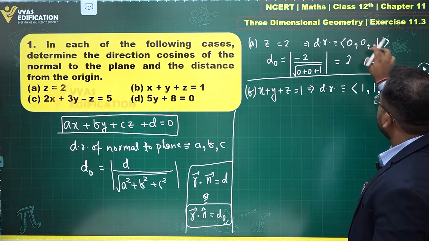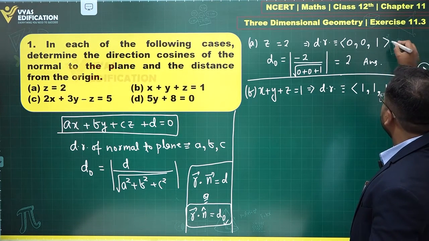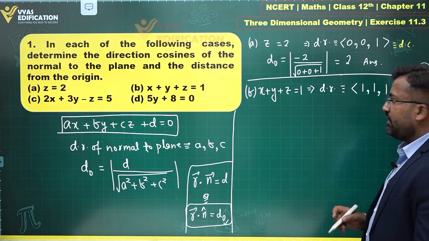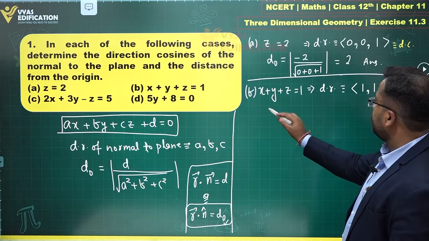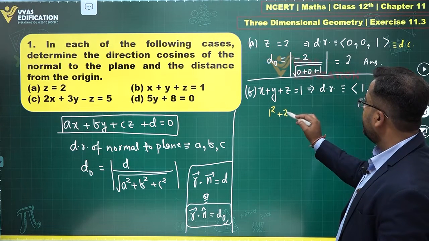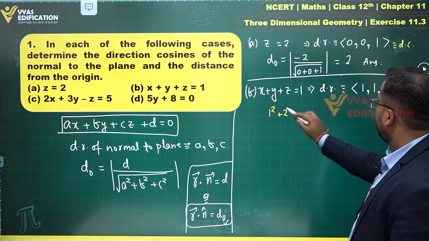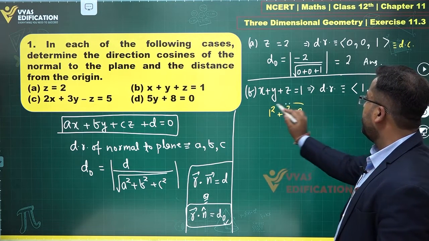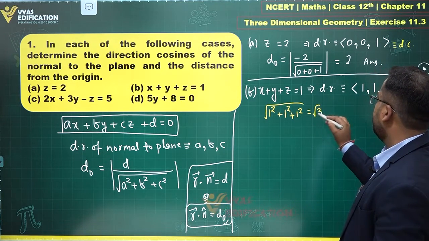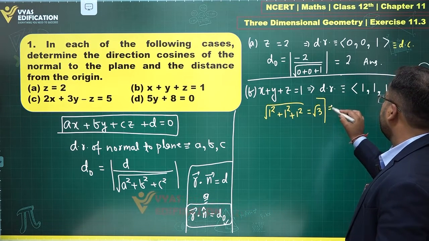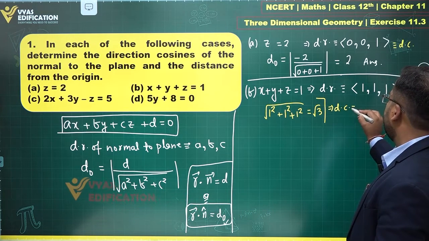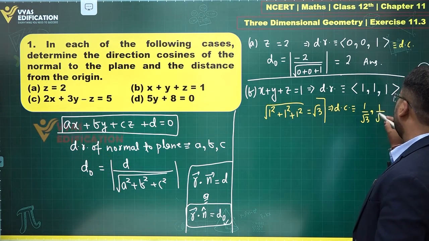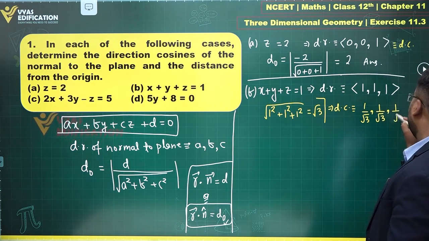The sum of squares of these will be 1, so we divide with a 1. These are same as direction cosines of the normal. Here we need to take care of direction cosines. So for direction cosines, we need to divide with under root of 1 square plus 1 square plus 1 square, which is root 3. So this implies that direction cosines will be 1 upon root 3, 1 upon root 3, 1 upon root 3.